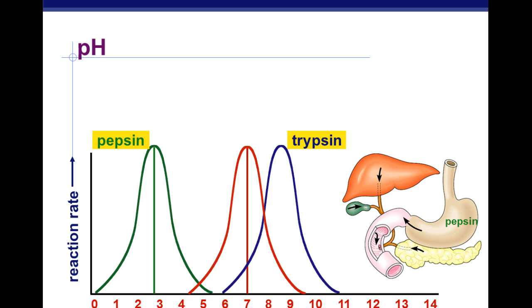Then there's trypsin, which works in the small intestine, and its range is on the other end, which is basic, somewhere between 6 and 11. And then you see this hump right here, which is neutral, right around 7. So these are examples of lower pH enzymes and higher pH enzymes. They work in quite a range of pHs, so each of these would have its own optimum pH.